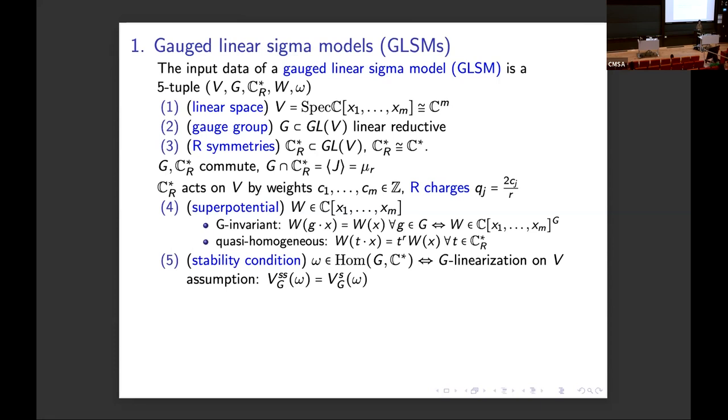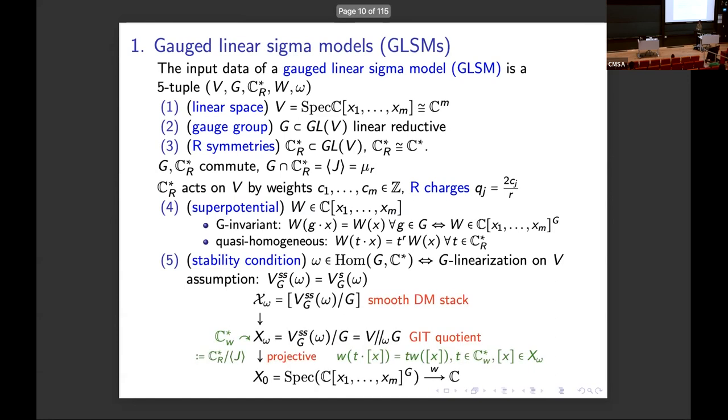It's just a character of G. Because V is just an affine space, for a G linearization, any line bundle on V is trivial. So a G linearization is just a character of G. And we make the assumption that this character is chosen such that the semi-stable locus is equal to the stable locus. So under this assumption, if we form the quotient stack, it's a smooth Deligne-Mumford stack, actually just a smooth orbifold.